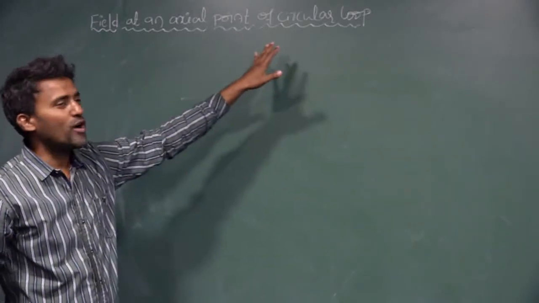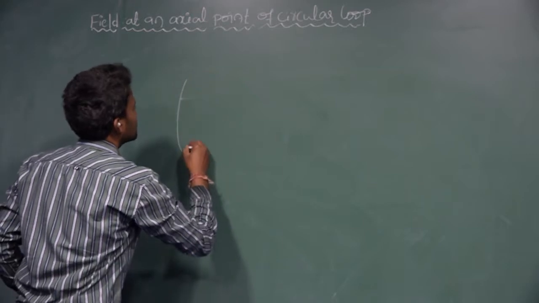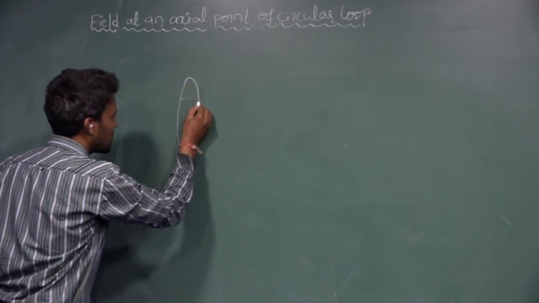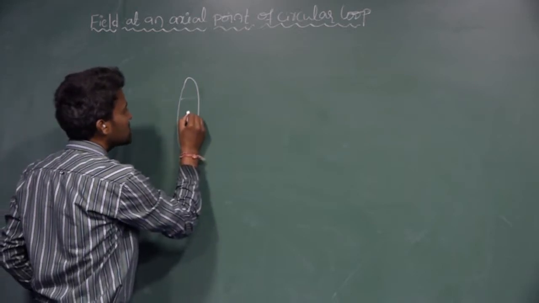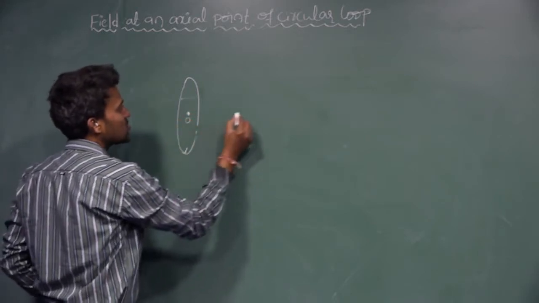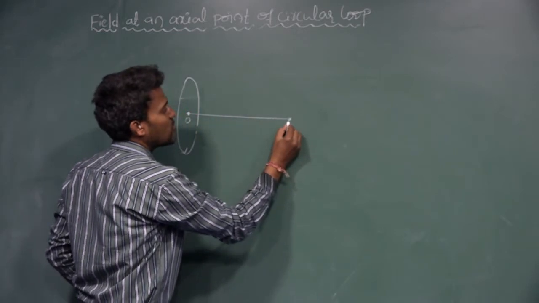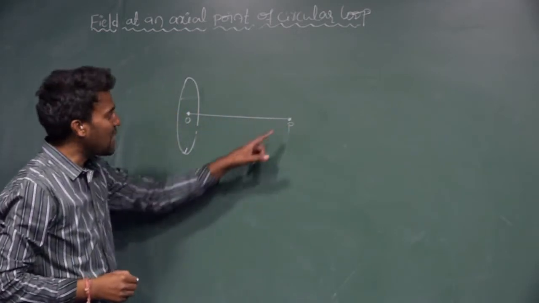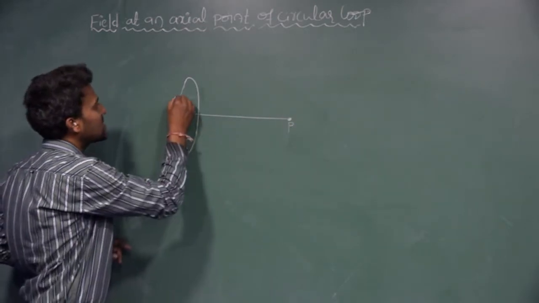Field at an axial point of a circular loop. I am taking one circular loop. This is the circular loop, and the center of the circle is O. The axial line is this line, and the point is P. I am calculating the magnetic field at point P due to the current carrying circular loop.